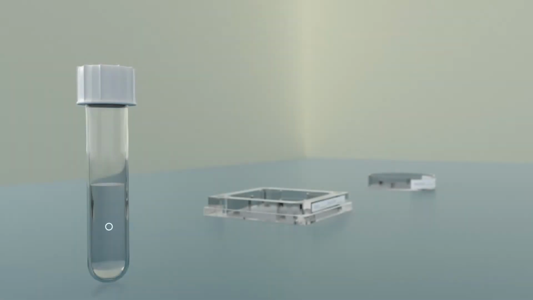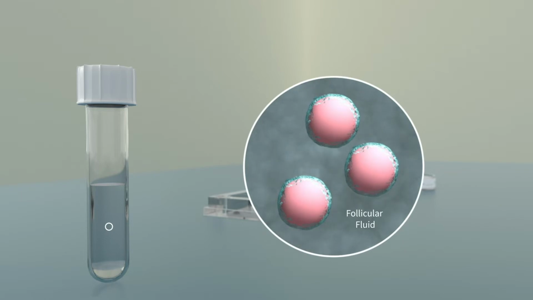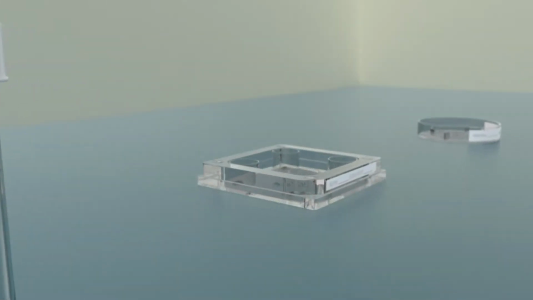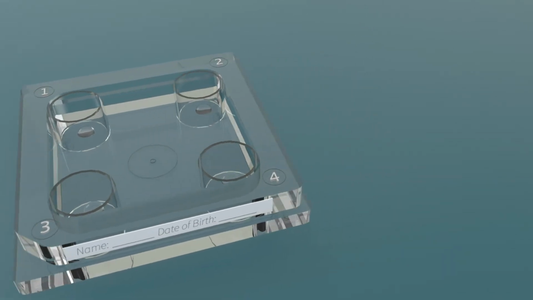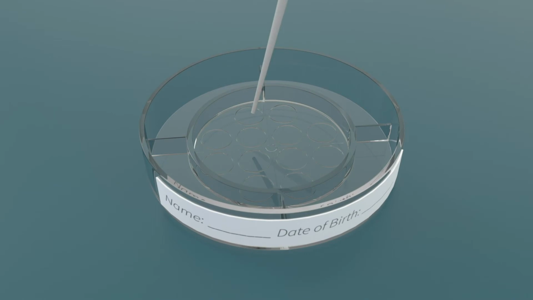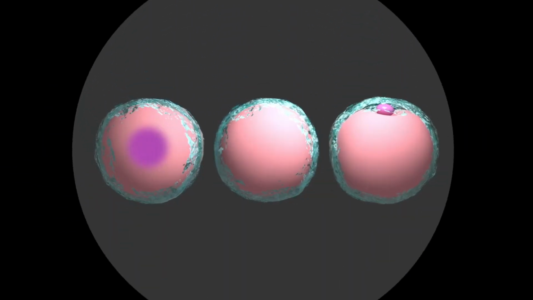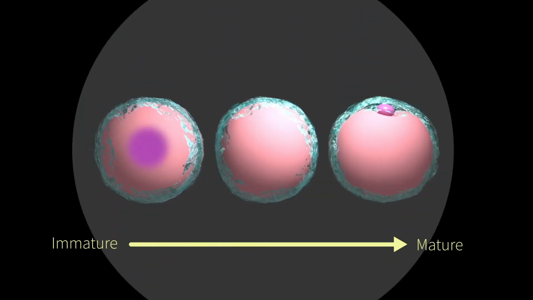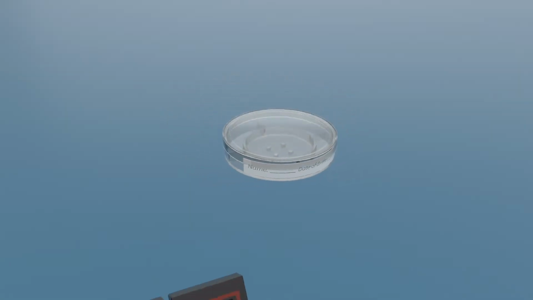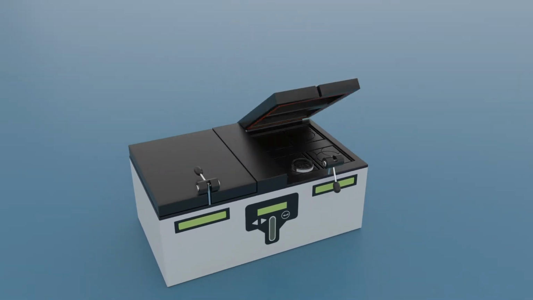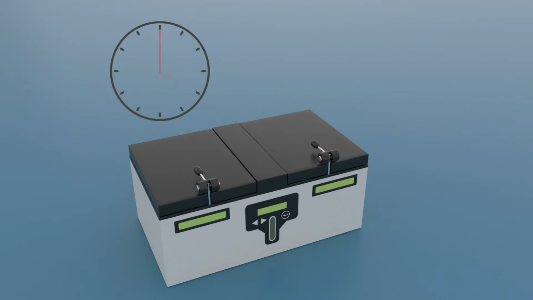After egg retrieval, the embryologist identifies the eggs from the surrounding follicular fluid and places them inside a labeled holding dish. The embryologist then moves the eggs into individual wells within a drop dish and looks under a microscope to examine the maturity of the eggs. There are 3 stages of egg maturity: germinal vesicle, metaphase 1, and metaphase 2. The eggs are then placed inside an incubator for 4 to 6 hours before fertilization.